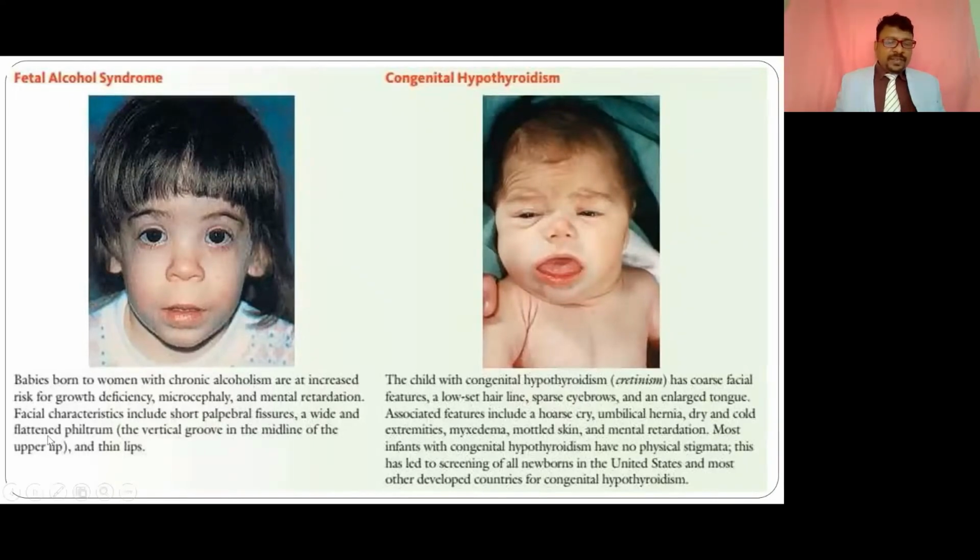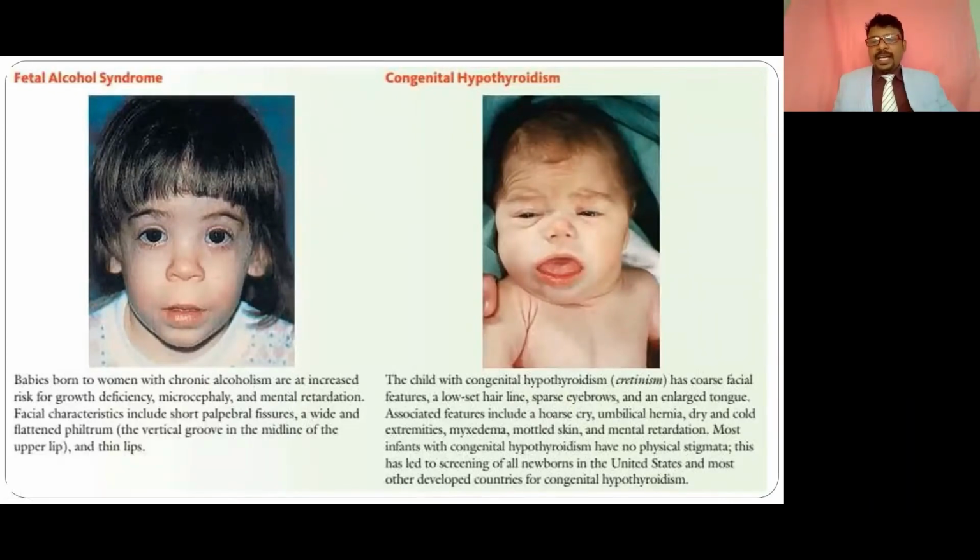And also because of this alcohol syndrome, the baby will get mental retardation. If you see the facial characteristics, including short palpebral fissures, a wide flattened philtrum, and also thin lips, and the palpebral fissure is going to be oblique. These are the clinical features that easily identify fetal alcohol syndrome.